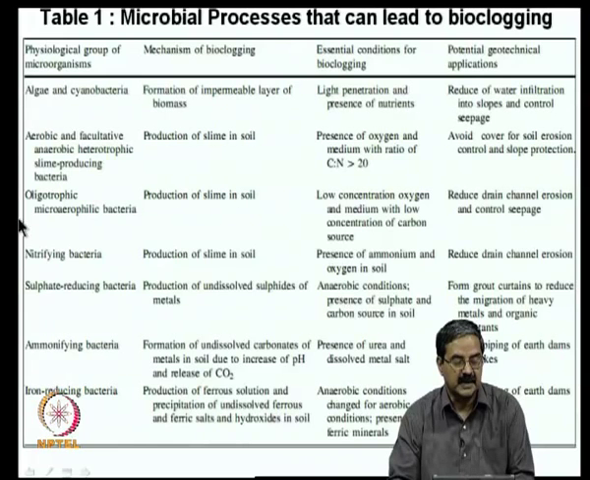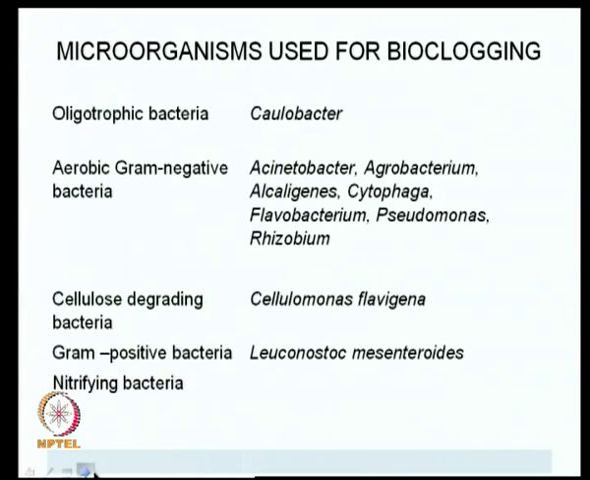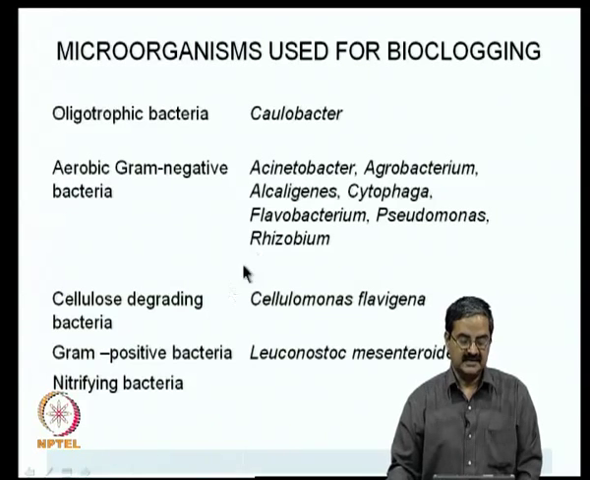In some other bacteria like oligotrophic bacteria, they reduce drain channel erosion and control seepage. The other applications are to reduce drain channel erosion. For example, sulfate reducing bacteria are used for grout curtains and many other things. If you have ammonifying bacteria, it prevents piping of dams and piping in earth dams. So, some of these applications are mentioned. So, one should be a little more thorough in understanding some of these concepts.